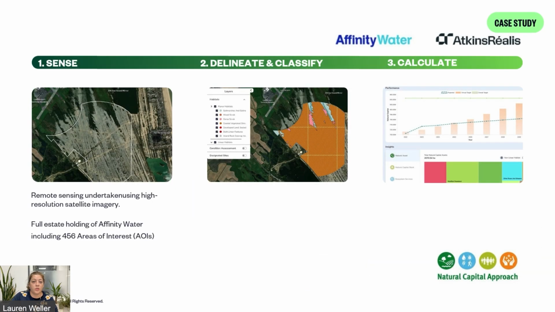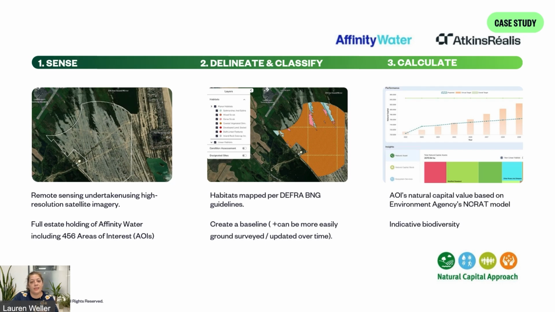So the first thing we did was we calculated the BNG score. So we assessed all the habitat within Affinity's land use area. So they had 456 areas of interest in total, and we collected high resolution satellite imagery for the entire estate. The entire area was then mapped per DEFRA BNG guidelines into the DEFRA habitats, and we created a baseline which could be more easily ground surveyed and updated over time. We then use that baseline to calculate their natural capital value using the Environment Agency's NCRAT model and our platforms.